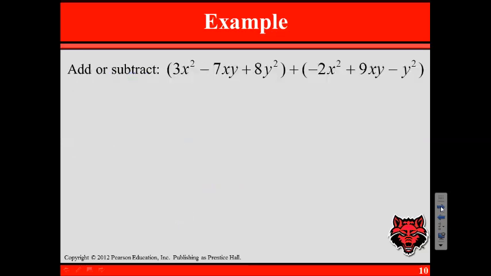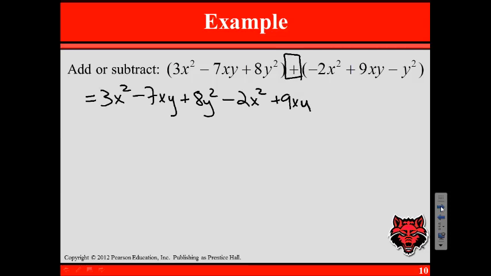Let's try another example where we are told to add or subtract. And we see from the sign in between polynomials that we are adding. Because we are adding, we simply drop the parentheses and combine like terms. So this will become 3x squared minus 7xy plus 8y squared minus 2x squared plus 9xy minus y squared.